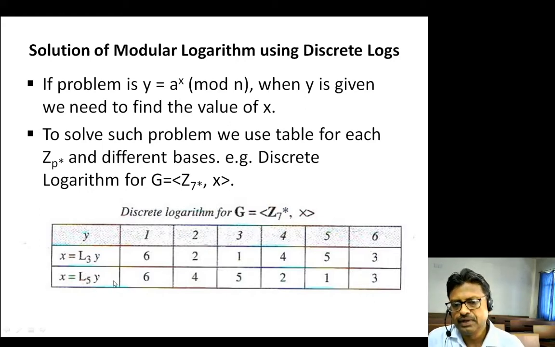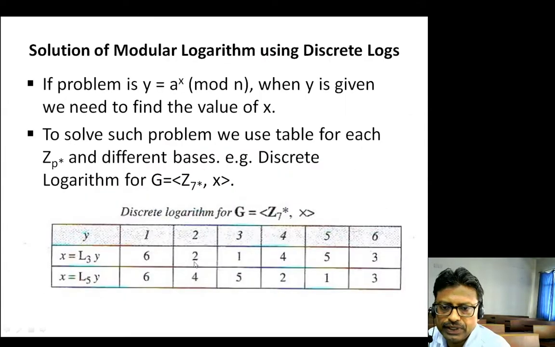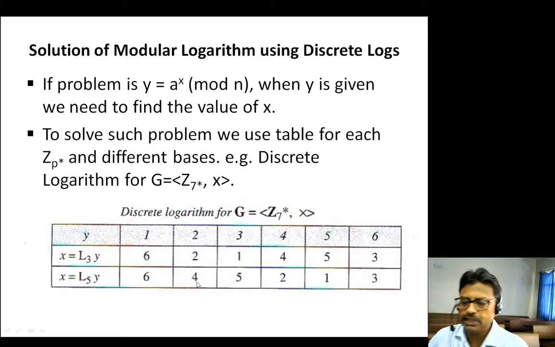Similarly with the base 5: when y is 1, x is equal to 6. When y is equal to 2, x is equal to 4. How is it happening? Here, for the primitive root 5, when y is equal to 2, x is equal to 4. In this way this logarithm table is made.